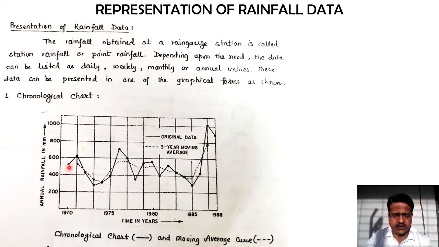Whatever time interval you want, you mark the rainfall at those points and join them with a straight line. The graph or curve you get with this is nothing but the chronological chart. So this is the first way of representation of rainfall data.